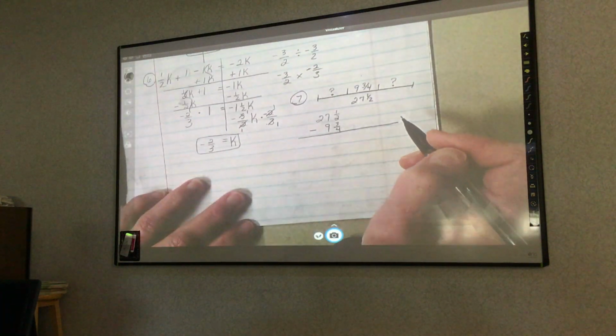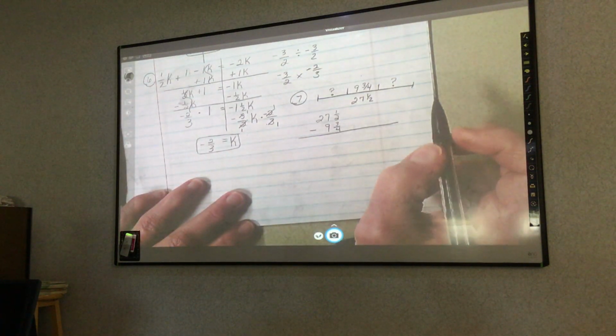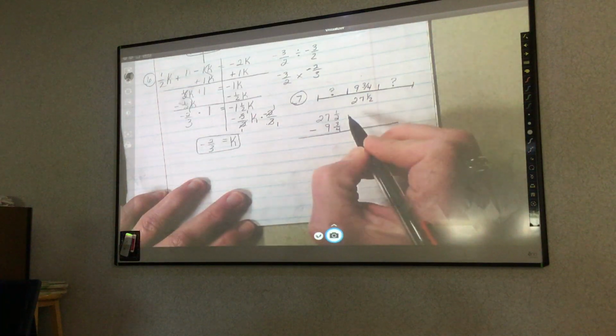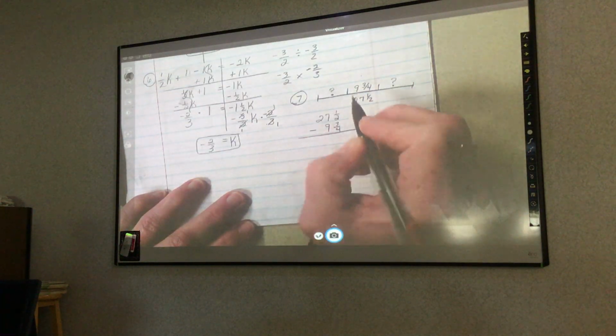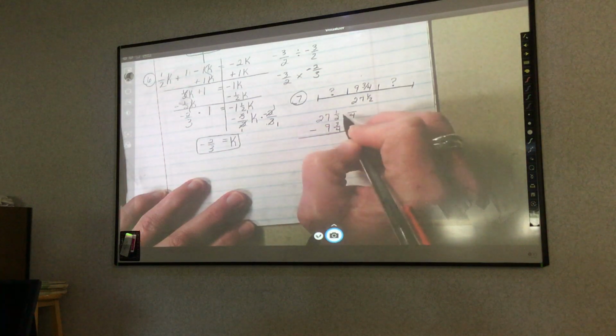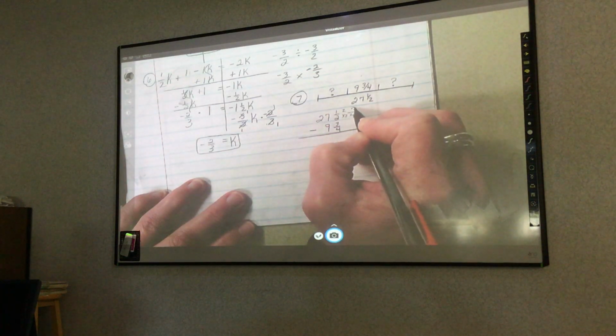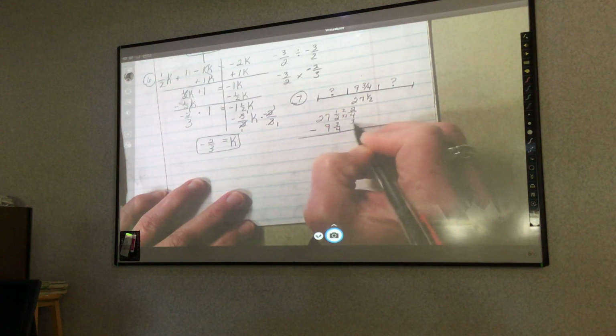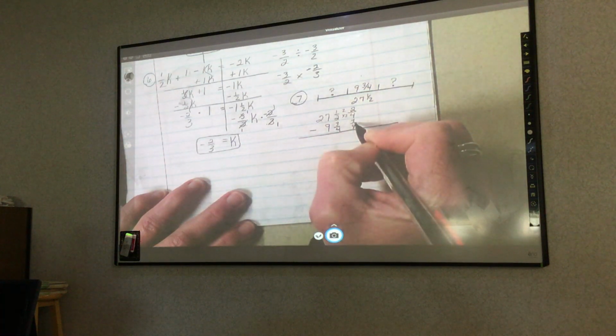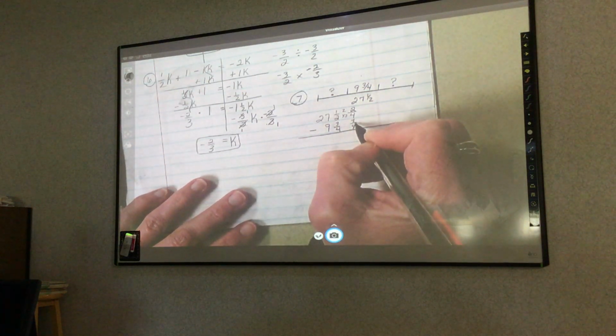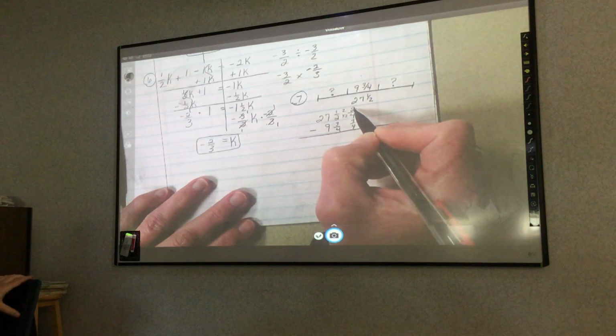Subtracting with mixed numbers, you have to have a common denominator, and what should be my common denominator? 4. So take this times 2 over 2, so I have 2/4 minus 3/4. Can I take 2/4 minus 3/4? No, because I cannot take 2 minus 3.